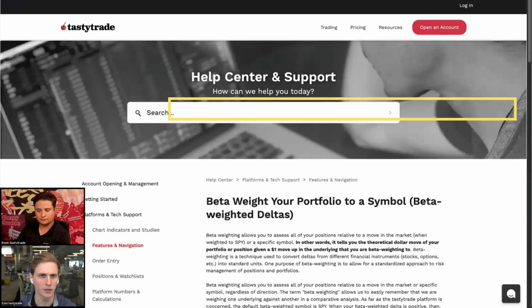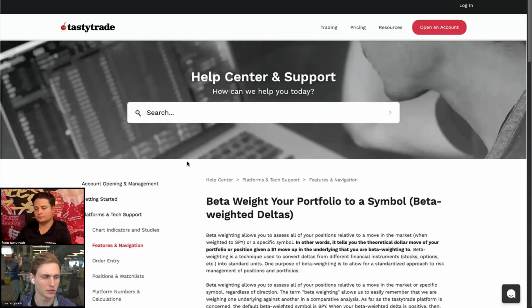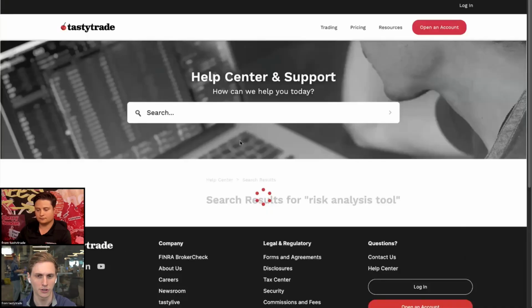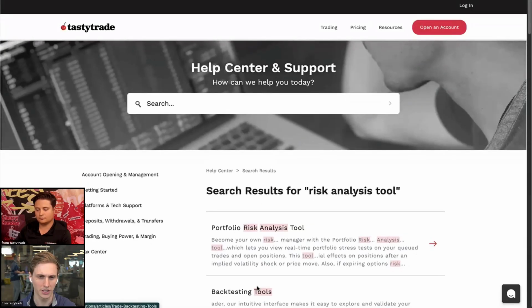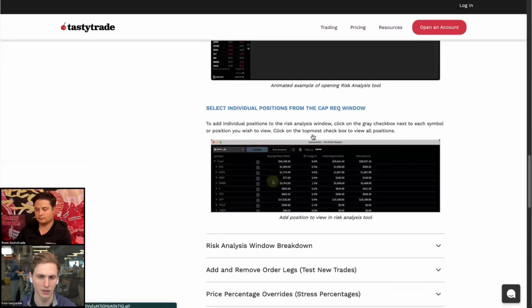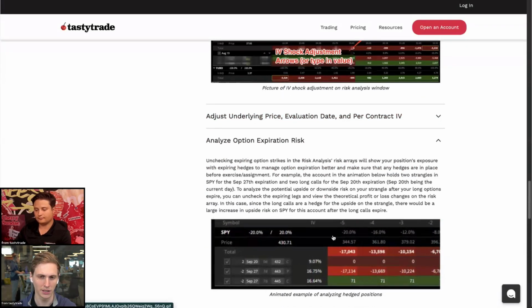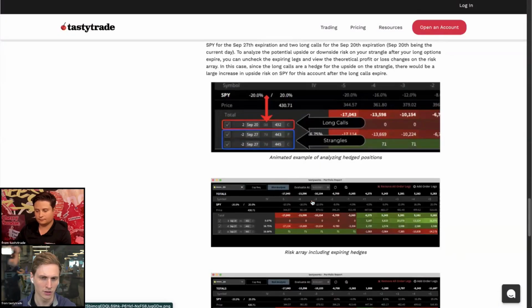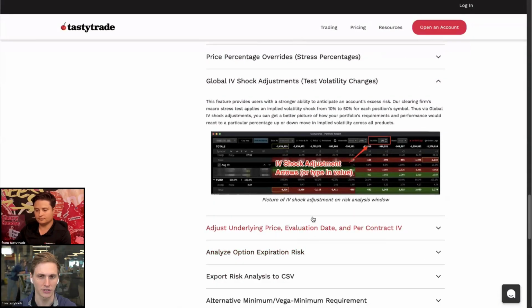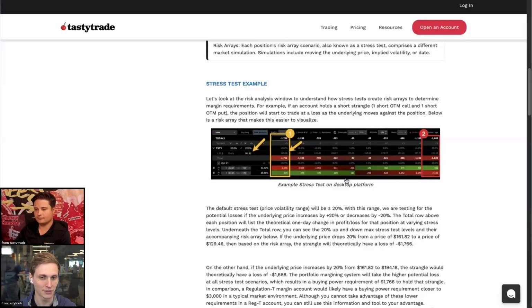If we pull up our help center here, this is support.tastytrade.com. We have some nice materials on beta weighted delta, describing what it is and how you can add it into your portfolio. I mentioned the risk analysis tool. If we search that up in our search bar here, portfolio risk analysis tool, this is going to give you a larger breakdown. There's quite a bit of information here, breaking down all these different adjustments, what these different metrics mean, how you can adjust it, look at certain expiration risks, stuff like that. So again, it could probably take up another hour's worth of our time to get into these details, but definitely take a peek.